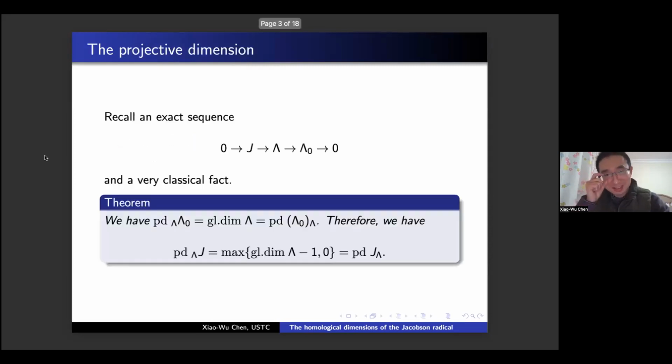Please, next page. Recall we have a short exact sequence of bimodules: J includes into lambda, which maps onto lambda 0. It is very well known and classic that the global dimension of lambda is the projective dimension of lambda 0. Therefore, by dimension shift, the projective dimension of the Jacobson radical is, in most cases, the global dimension of lambda minus 1. But in the semi-simple case, you have to be careful. Anyway, we have this well-known formula.